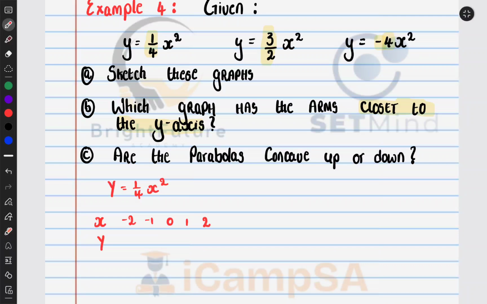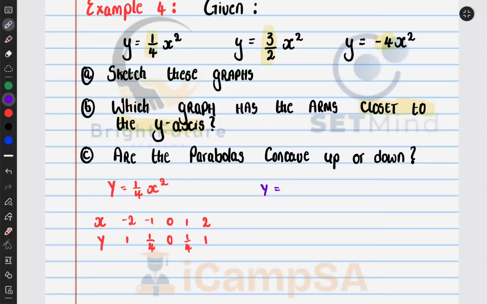We punch in our calculator. -2 squared is going to be 1, and then -1 is going to be 1/4, and 0, 1/4, and 1. So that's the first function. The second one, which is y is equal to 3/2.